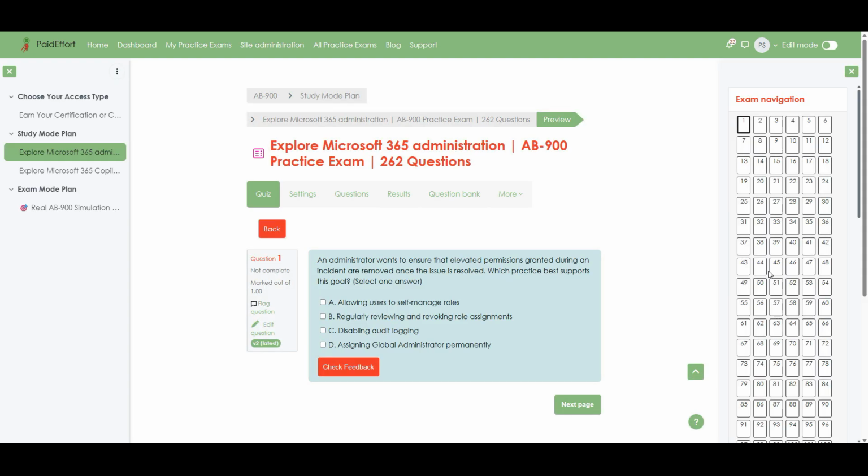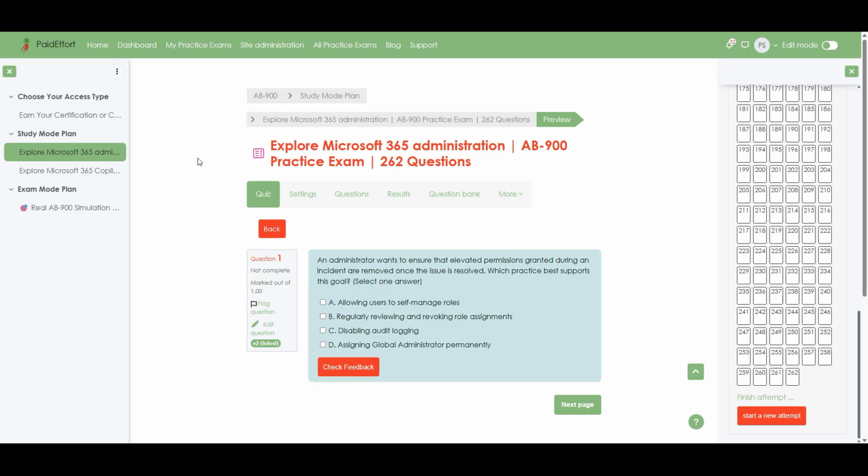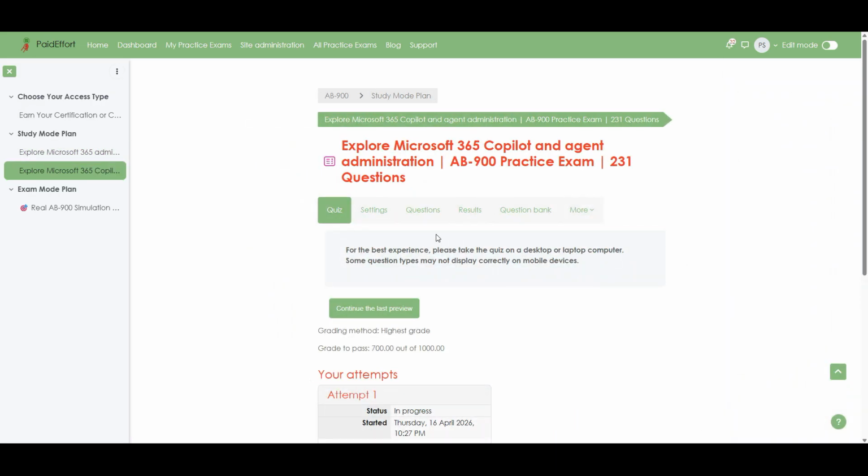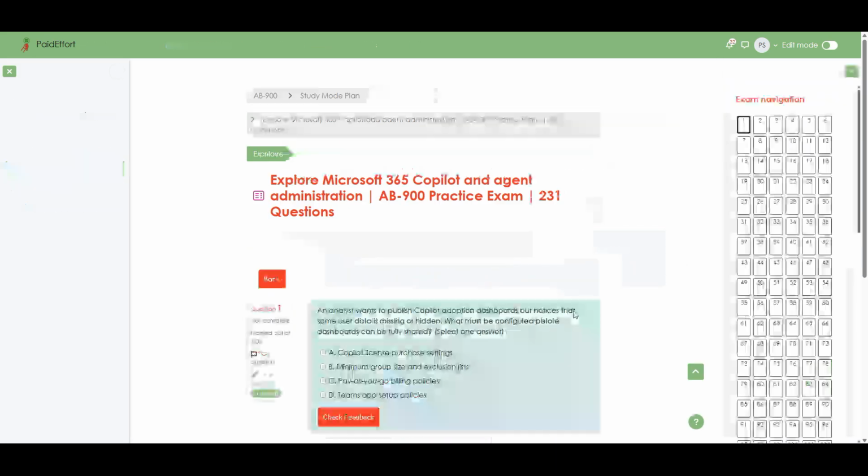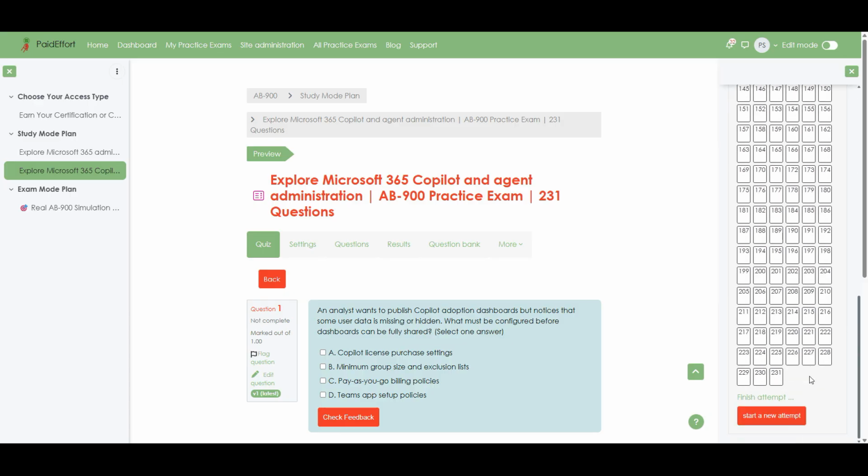I didn't use the free version because the first domain has over 262 questions, and the other one has about 231 questions. So in all, you are looking at over 500 questions. They focus on one domain at a time, but I didn't want to spend so much time solving questions for only one domain. That's 231 questions for just one domain, which was too much for me.